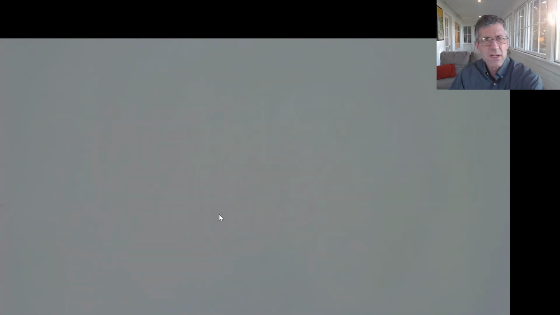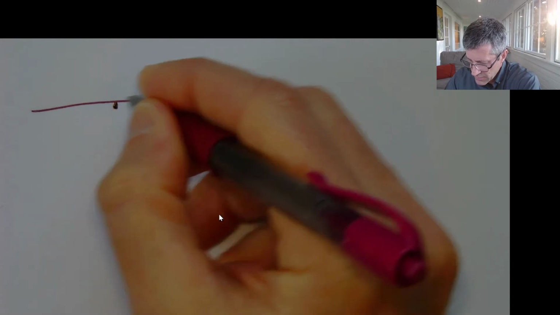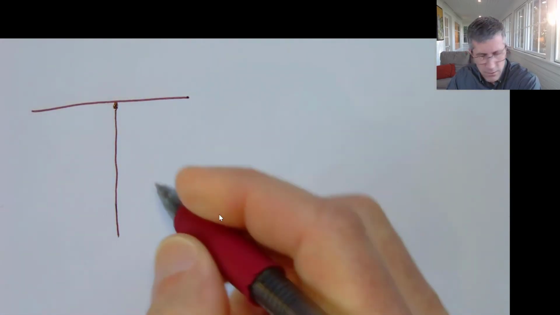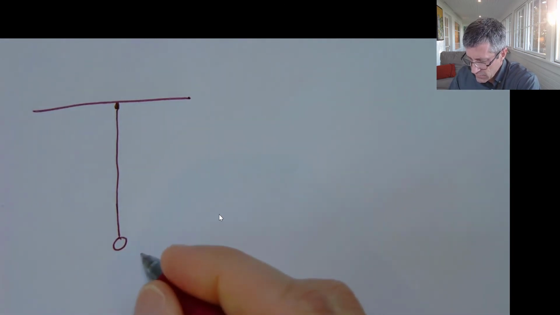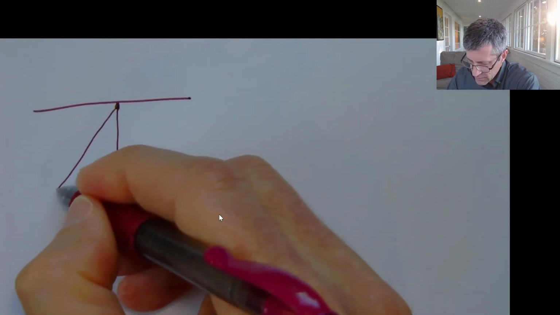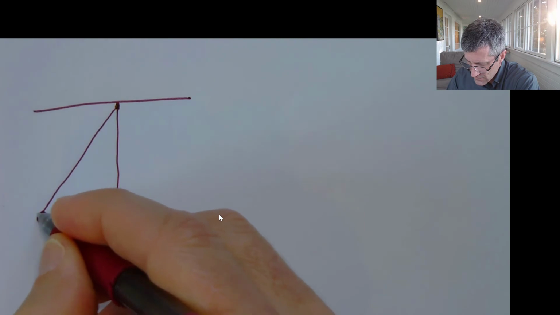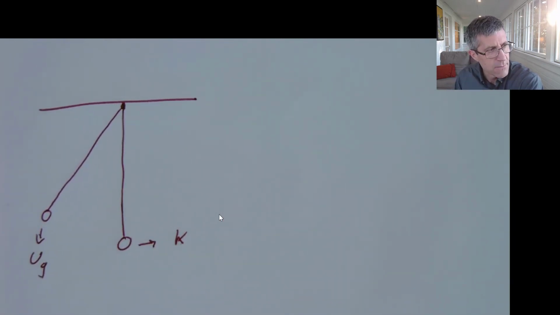Okay, so a little bit of math on pendulum. So here's my pendulum. I'm going to think about it at the lowest position here, and that's where it's going to have the maximum velocity. So that's going to be all kinetic energy. And when it swings up to the top here, this is where it's going to be all gravitational potential energy.